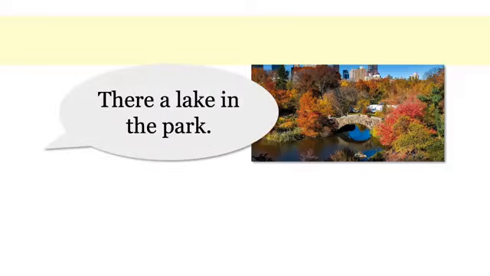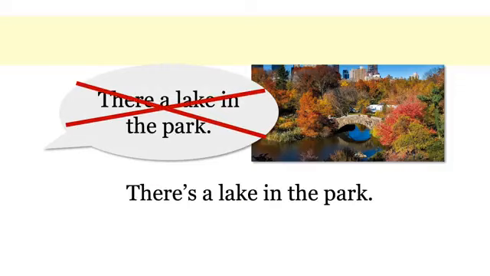You might think you hear, there's a lake in the park, but you probably don't. This is incorrect. There's a lake in the park is correct. Listen again. There's a lake in the park. When you hear it, the S may sound very small, but it's there. We need that be verb. There's a lake in the park.